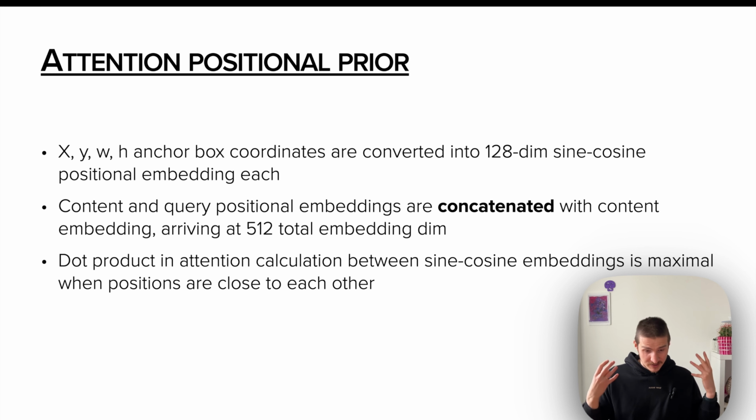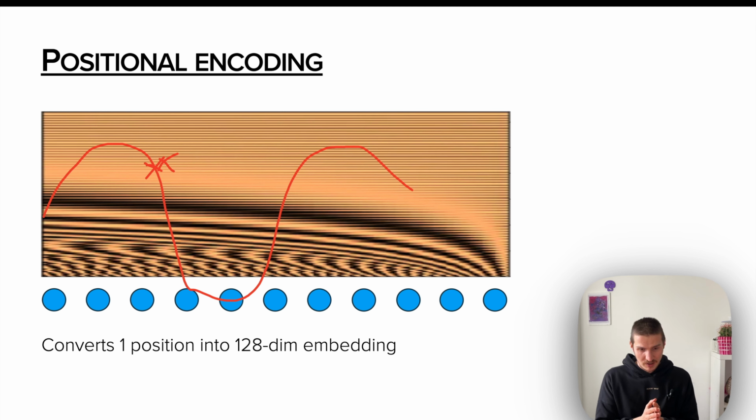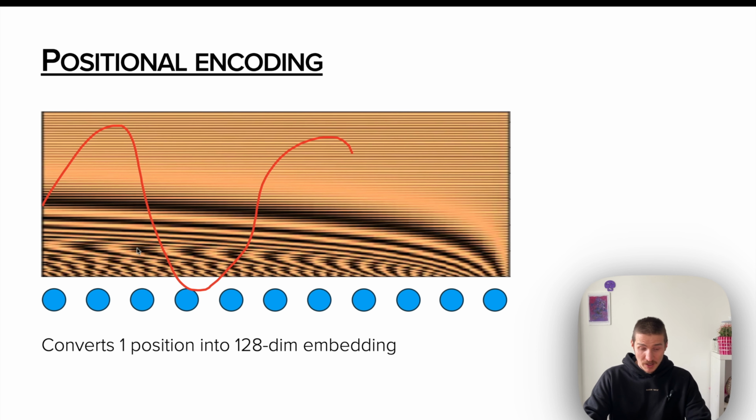Now, a curious thing that is really useful about these sine cosine embeddings is that when we calculate attention, when we do the actual dot product between 2 elements of these sequences, it is maximal when positions are close to each other. Let's imagine a sine function. Say I've got a point somewhere here, and it's positive. If the second point is also here, then during computing the dot product, we multiply 2 positive numbers by each other, and we get, again, a positive number. So the dot product increases.